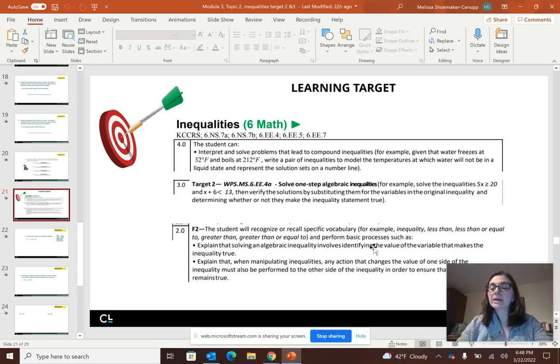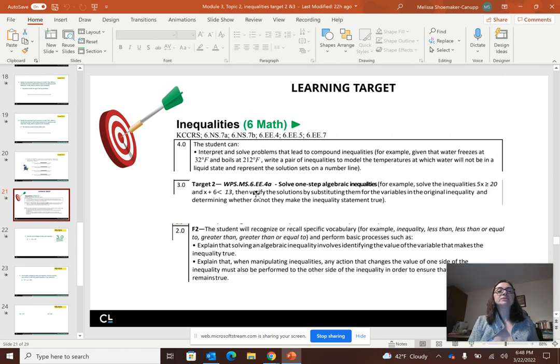Okay, so we're going to pick up where we left off with the video from yesterday. Hopefully you completed the practice. Remember, let me check those and take a look. We have our next learning target. This is really our last learning target for inequalities. We've not gone in order. This is back to target number 2.